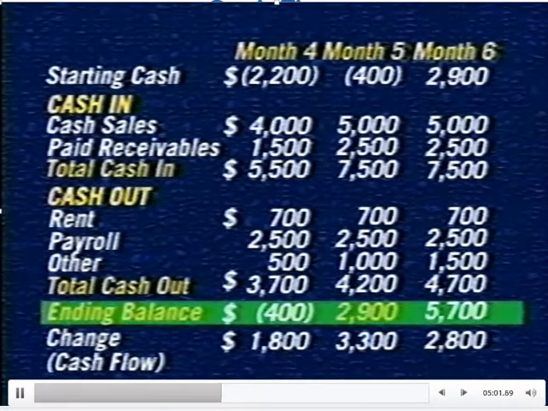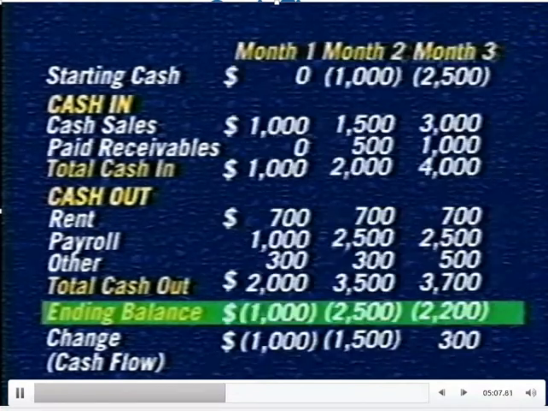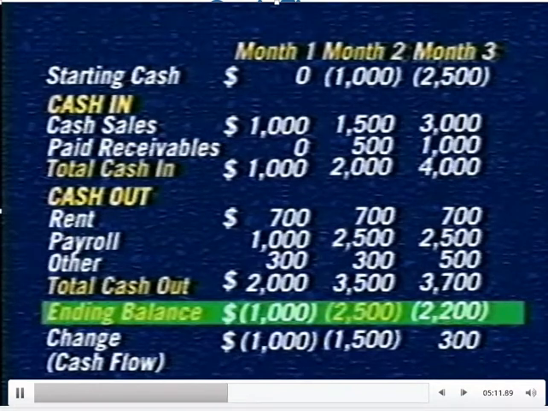We then look back over all our ending balances to find the largest negative balance. It's in month 2, a negative $2,500. This number tells us how much startup cash we need to keep the business going until we break even. That is, until all our expenses are covered and we're making money.